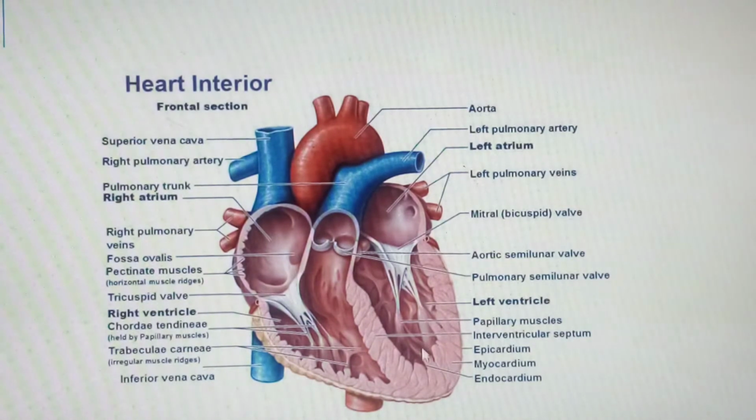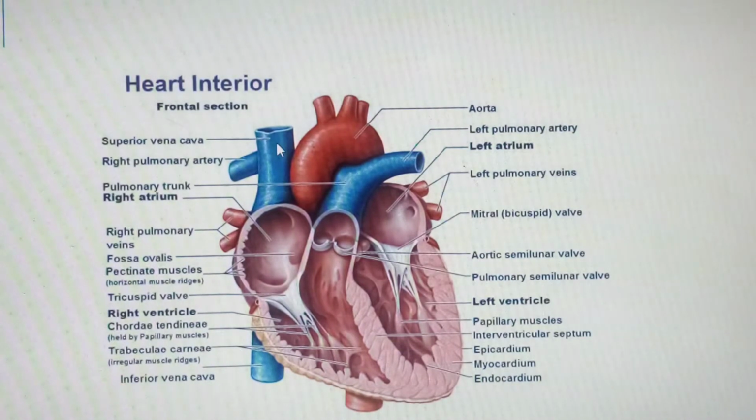We said that this complete separation is ensured throughout life with the help of the interatrial and interventricular septa, ensuring that oxygenated blood and deoxygenated blood do not get mixed. Now get to know that deoxygenated blood is shown in blue color, and this is the inferior vena cava, and this is the superior vena cava.